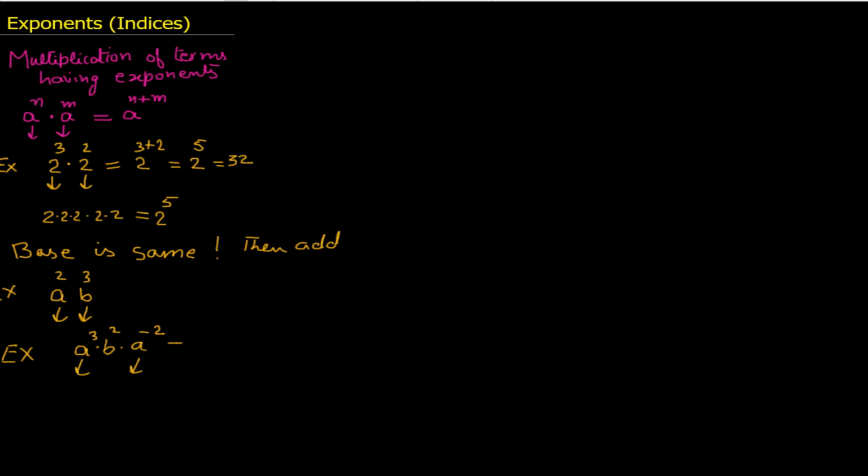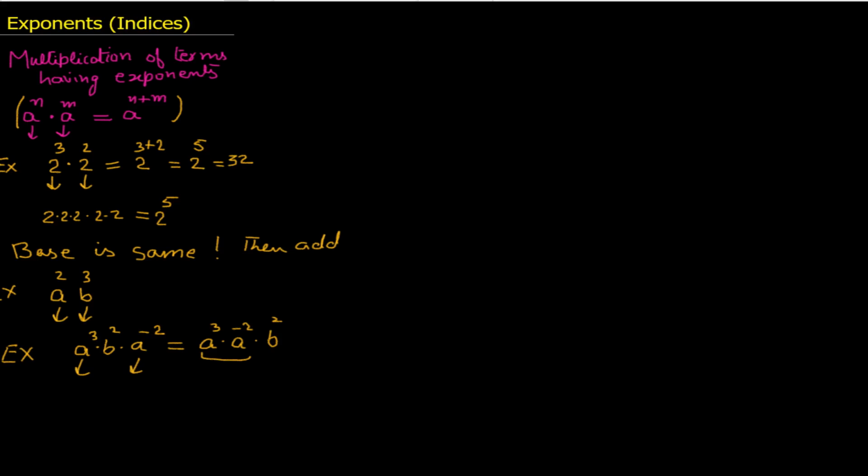So if I rewrite the problem like this, a raised to the power 3 multiplied by a raised to the power minus 2 multiplied by b raised to the power 2. So it will not make any difference to the answer. And now I can apply this rule on these two terms.